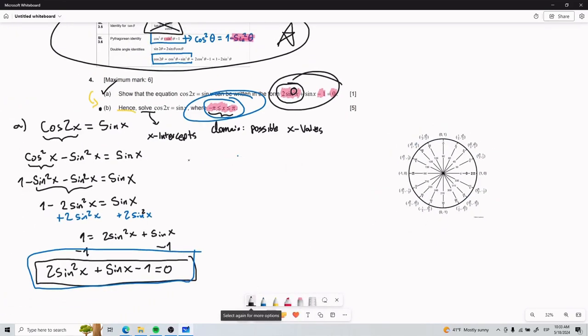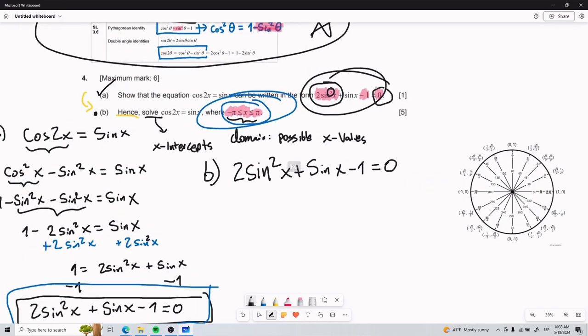Now that we have that in mind, I'm going to show you the way to solve it, right? And so first things first, for part B, I'm using what I have from part A. So I need to solve this: sine squared x plus sine x minus 1 equals 0. Now, because it equals 0, you're finding the x-intercepts. That's the other thing I forgot to mention. You're finding the x-intercepts because this thing equals 0.